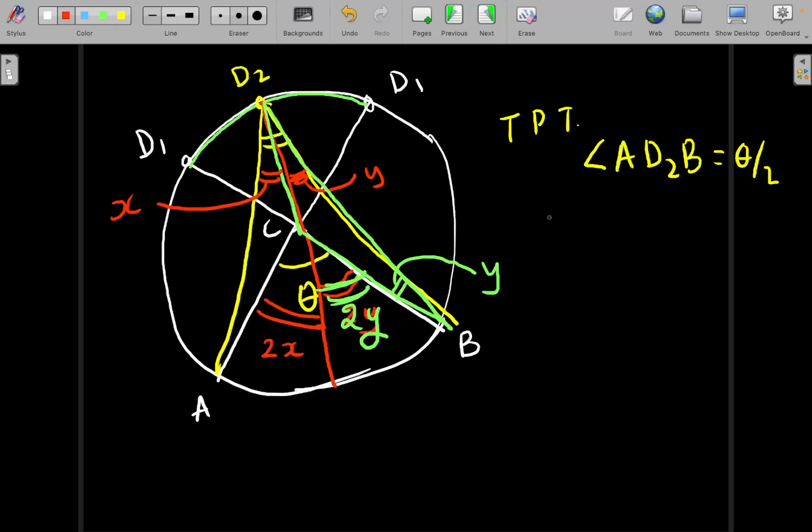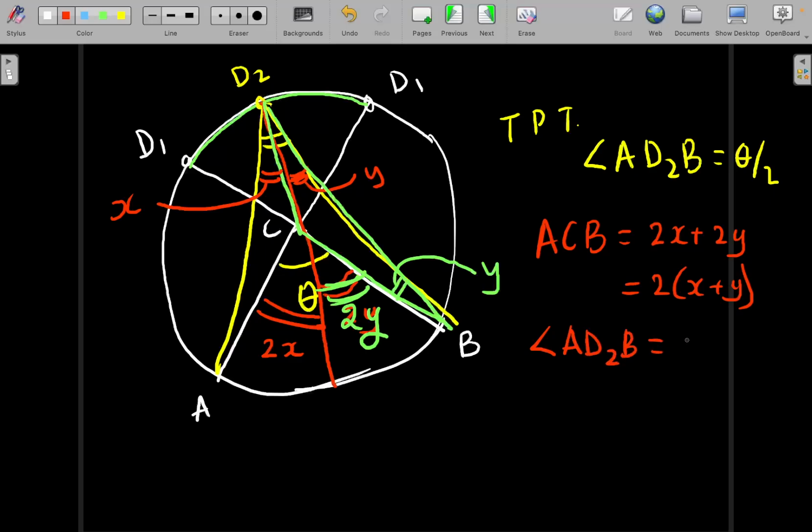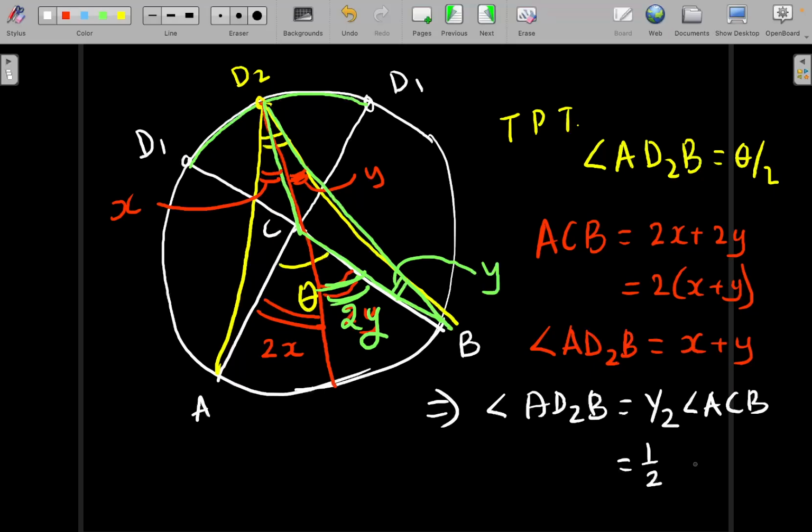So now from the figure, angle ACB is equal to 2x plus 2y, that is 2 times x plus y, and angle AD2B is equal to, if you look at the figure, x plus y, and I think we are done. This would clearly mean that angle AD2B is equal to half of angle ACB, that is equal to half of theta. So that ends the proof.